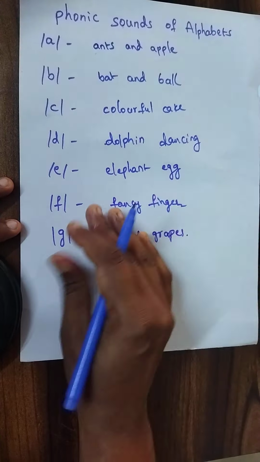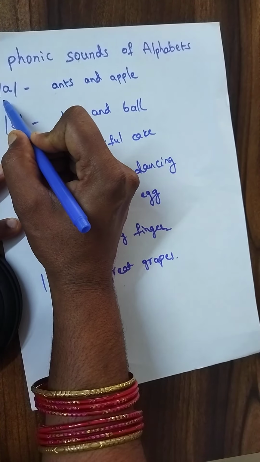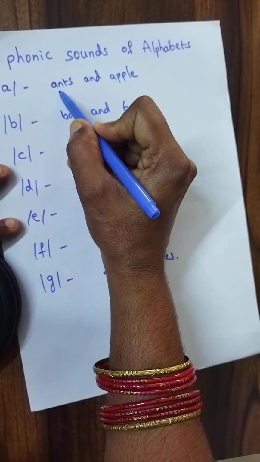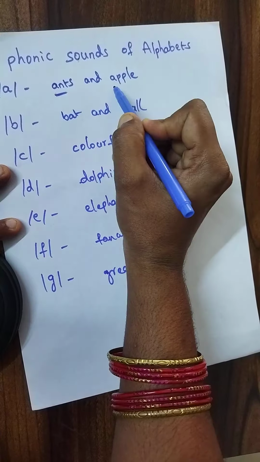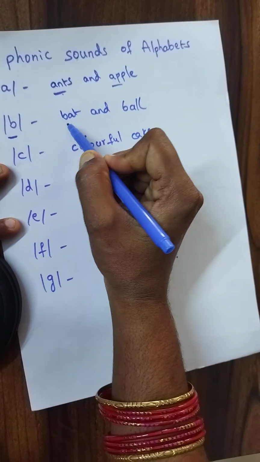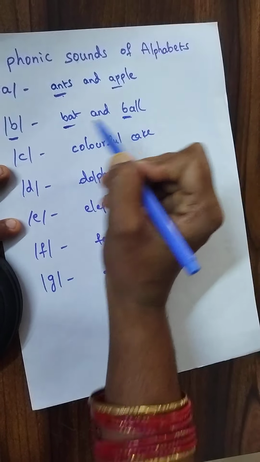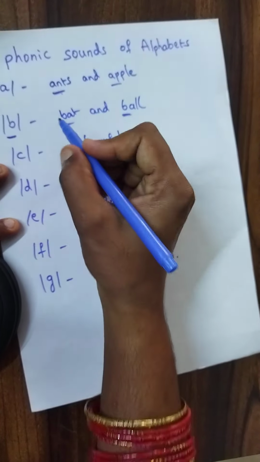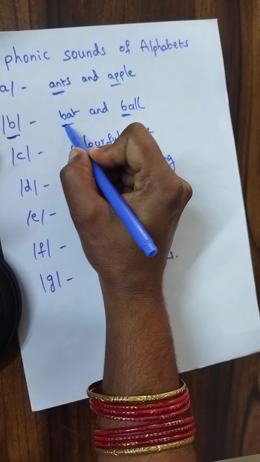Okay friends, now let us see what is the sound of A. A, A, A. Here we are writing ants and apple. For the sound of B, we are writing B, B, B. Bat and ball. When we ask our kids what is the sound of B, they will tell bat and ball.